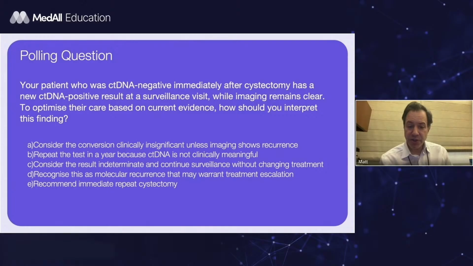A, consider conversion clinically insignificant unless imaging shows recurrence. B, repeat the test in a year because ctDNA is not clinically meaningful. C, consider the results indeterminate, continue surveillance without changing treatment. D, recognize this as molecular recurrence that may warrant treatment escalation. Or E, recommend immediate repeat cystectomy. So go ahead and log in your answers.